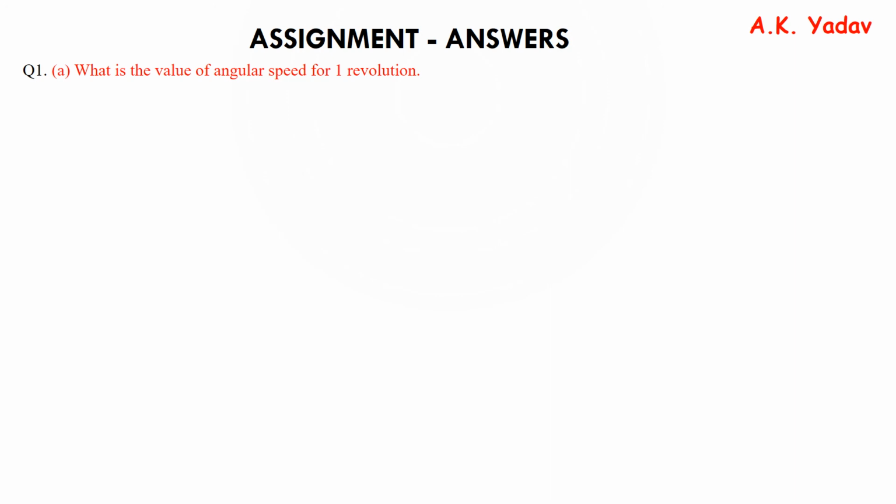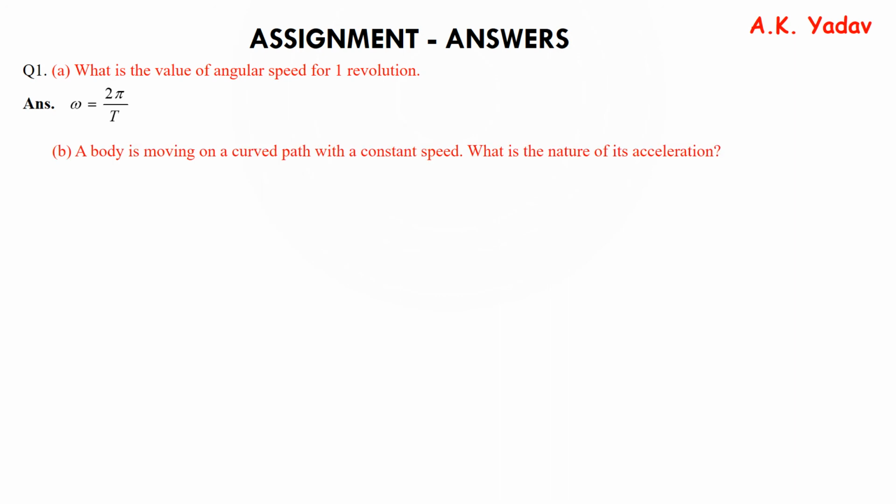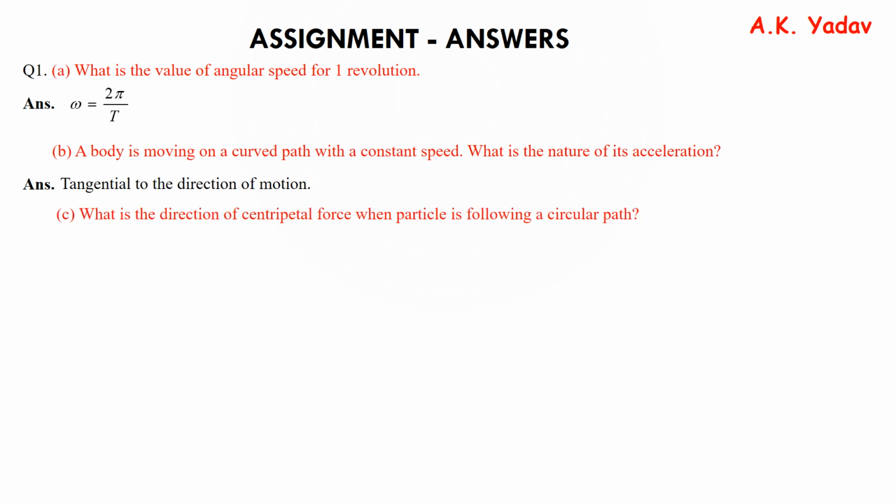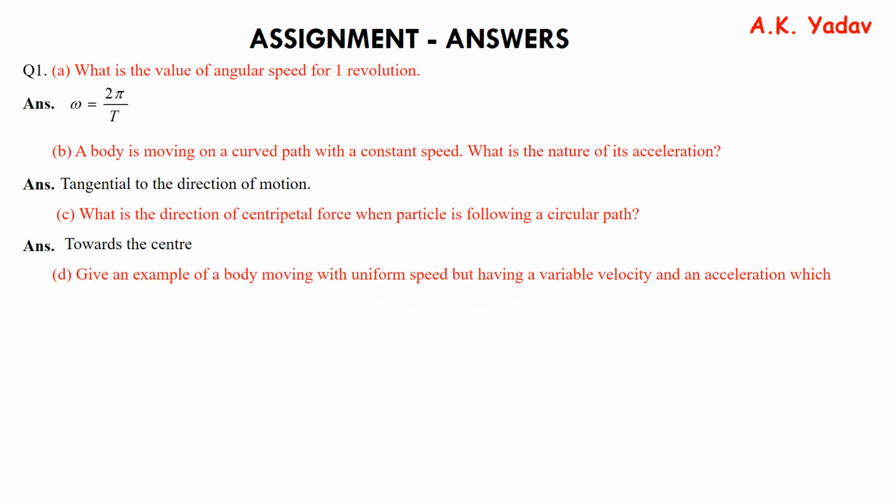Question number 1, what is the value of angular speed of one revolution? So omega equals 2 pi by T. A body is moving on a curved path with a constant speed. What is the nature of its acceleration? It is tangential to the direction of motion because it is changing its direction continuously. What is the direction of centripetal force when a particle is following a circular path? The direction is always towards the center.